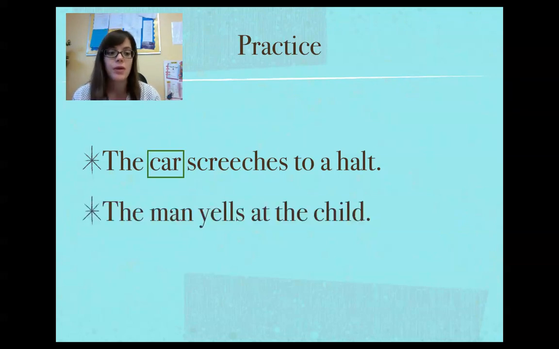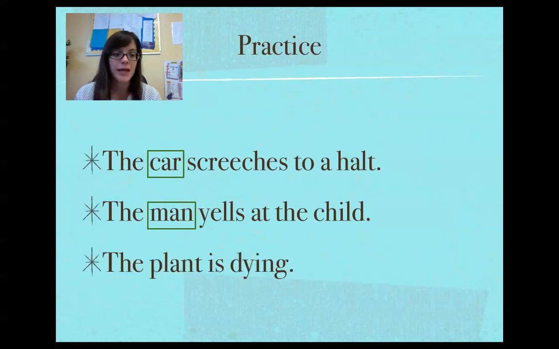Alright, let's look at number 2. The man yells at the child. So here, man is going to be the subject. So he is the one performing the action of yelling, okay? And as always, it's going to be a noun towards the beginning of our sentence. All right, our third one, the plant is dying, okay? So looking at this one, I'm looking for who or what the sentence is about, okay? I see it's mostly about our plant, and that the plant is also performing the action of dying. So I know that one's going to have to be my subject.